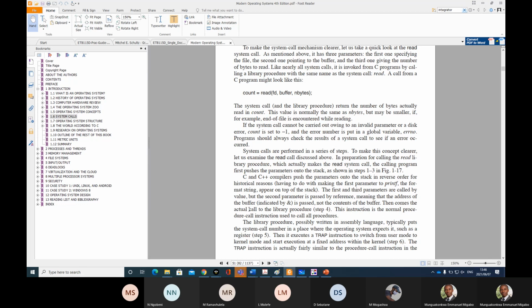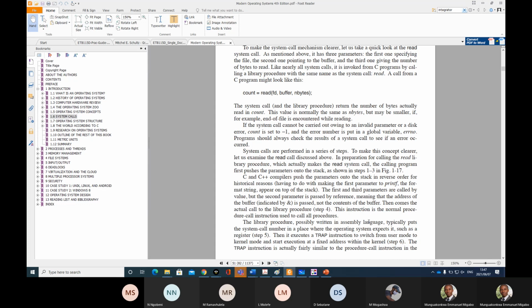Okay, then comes the actual call to the library procedure, which is step 4. And the instruction is the normal procedure call instruction used to call all other procedures. Okay. The library procedure is possibly written in assembly language most of the time. So printf is what you have from the C++ point of view. But the actual implementation of printf is probably written in assembly, because it's talking directly to the memory space or to hardware.